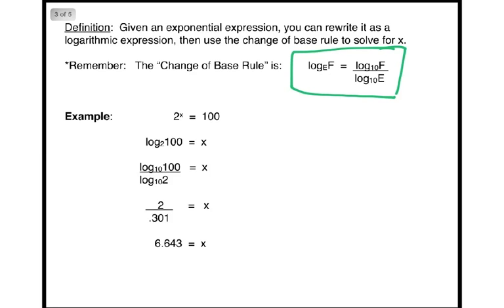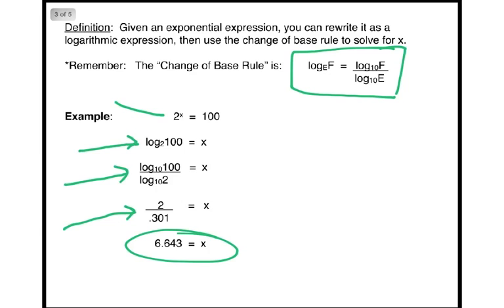So here's an example. 2 to the what equals 100? Well, we can rewrite it as a logarithm, so log base 2 of 100 equals x. Our calculator doesn't have a base 2, so we rewrite it using the change of base rule, log base 10 of 100 divided by log base 10 of 2. You can calculate both of those and get a decimal approximation, and then divide, and x equals 6.643. That's how you solve the original question, 2 to what power is 100?